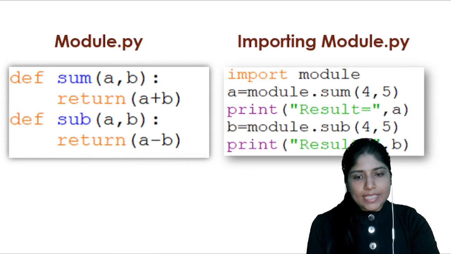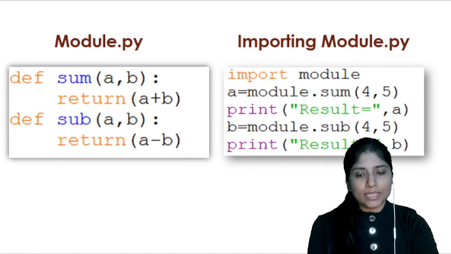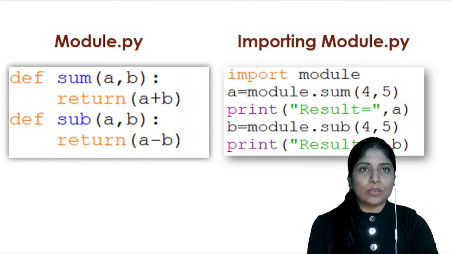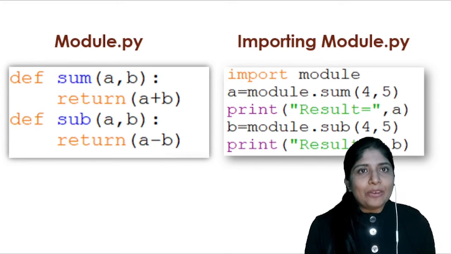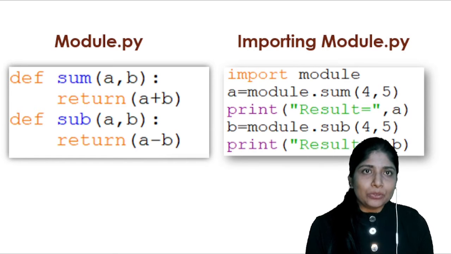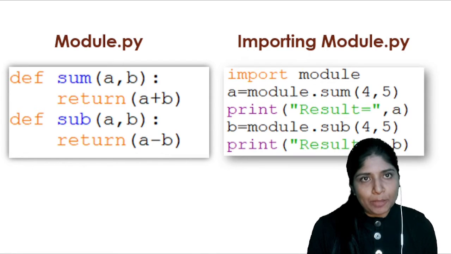Look into this example. Module.py is a program I made just having two functions. One function is to calculate the sum and the other function is to calculate the difference between two variables. I haven't called these functions in that program. I just have defined these two functions and saved it with the extension .py. Now when I have a ready-made module available which is created by me, I am going to use this module in one of my programs.